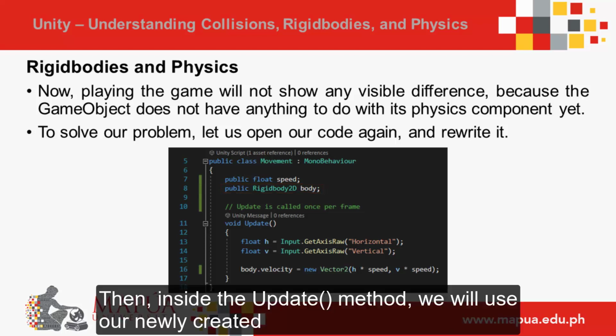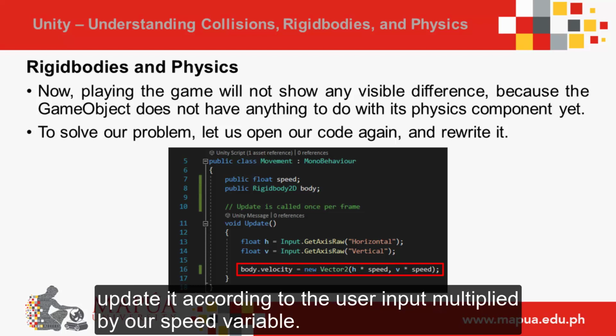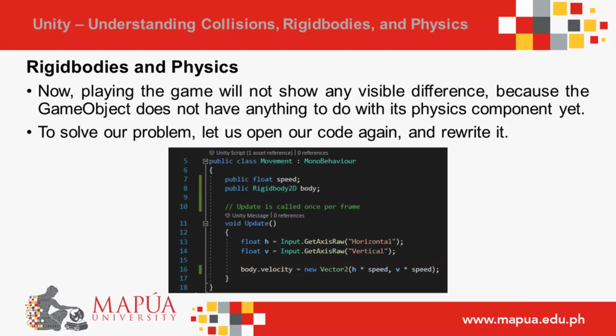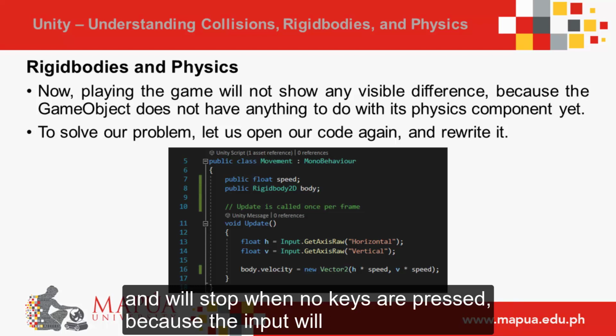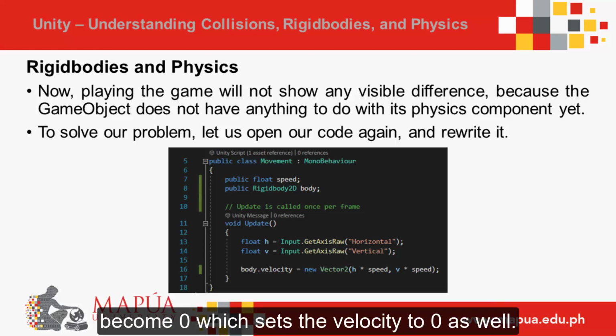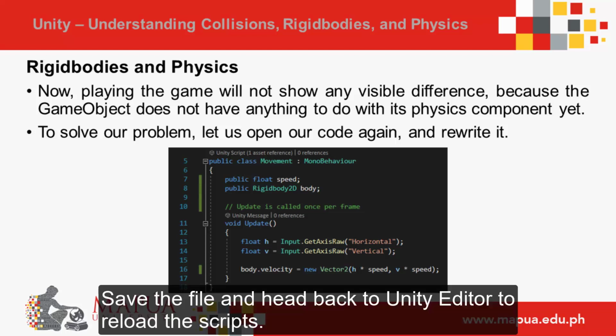Then, inside the update method, we will use our newly created variable to get its velocity property and continuously update it according to the user input multiplied by our speed variable. In return, the object will move when the user presses on a key and will stop when no keys are pressed, because the input will become 0, which sets the velocity to 0 as well. Save the file and head back to Unity Editor to reload the scripts.